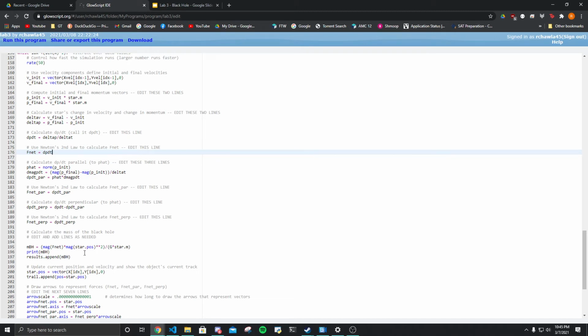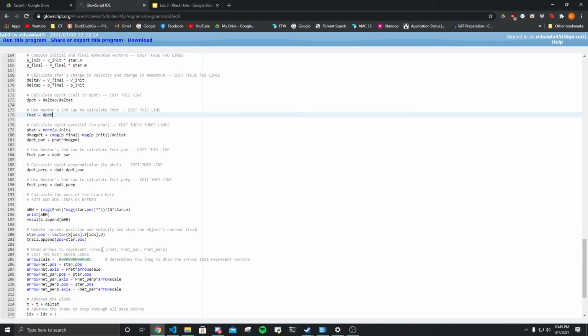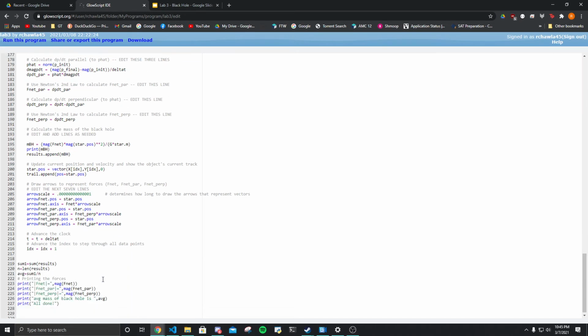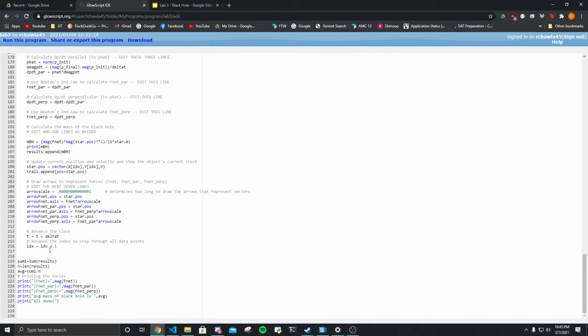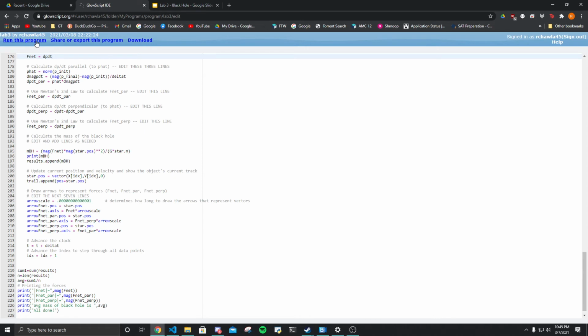And then using this, I'm able to draw the arrows that represent all the forces, and for the scale, I made it very small just to make it more accurate. And then we have the different vectors for each different position and axis. And then I save the results in a list and determine the average mass of the black hole by going through all the trials and determining the average. So now I'll go ahead and run the program.